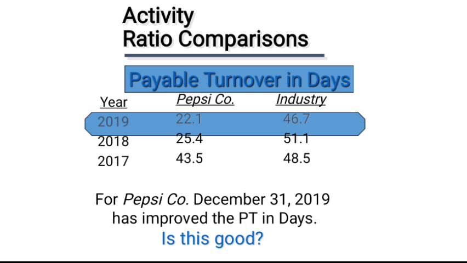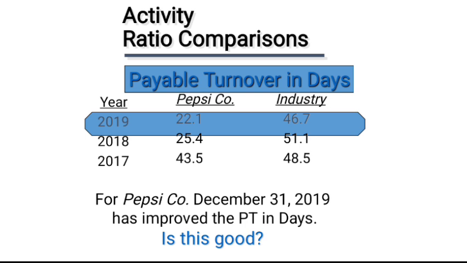Now, looking at the table from 2017 to 2019, Pepsi Cola was at 43.5 in payable days. In 43 days they could pay. Then in 2018, in 25 days they could pay their accounts payable to their suppliers. But in 2019 they have drastically improved to 22.1.